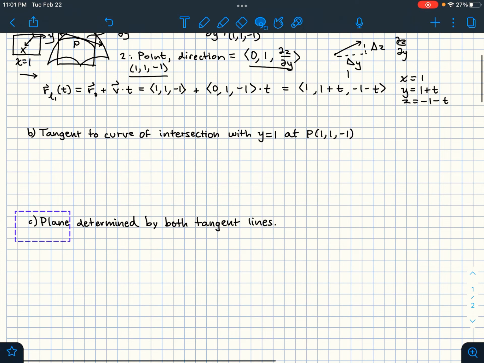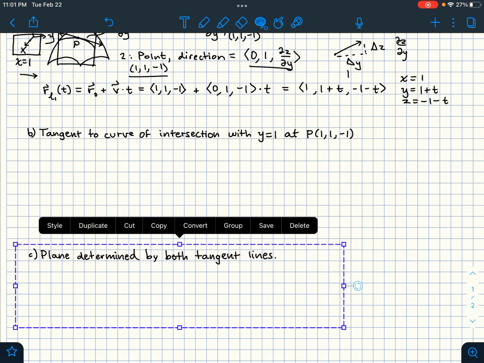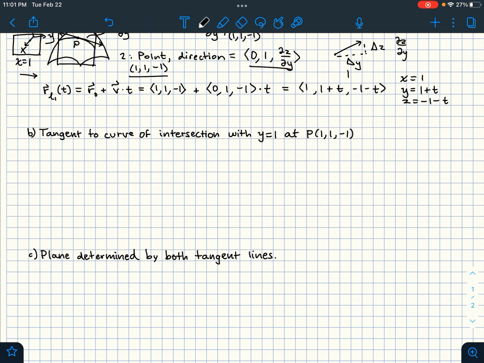Now let's move on to part B, for which we're going to use a very similar approach. So again, let me make a sketch of our arbitrary surface here. But now, instead of having a plane normal to the x-axis, we're going to have the plane y equals 1, which is normal to the y-axis. Okay? And so our plane would look something like this, where this is the intersecting curve.